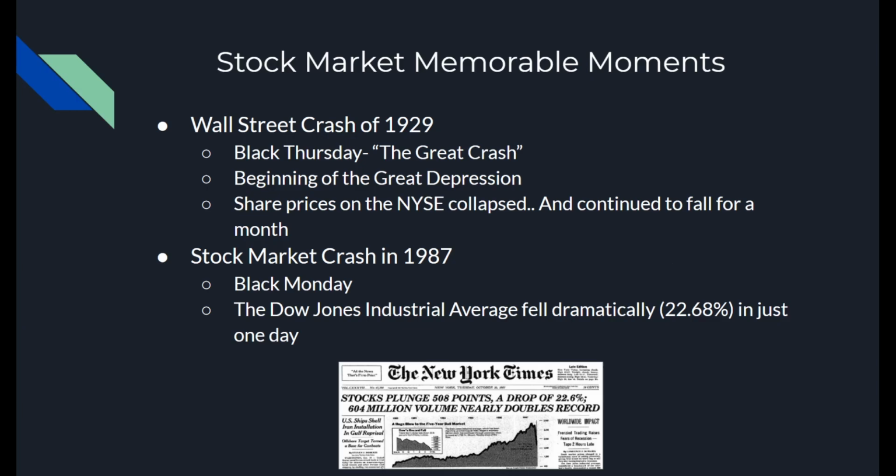The Wall Street crash of 1929, which is called Black Thursday, the Great Crash, which ended up being the beginning of the Great Depression. Share prices on the NYSE collapsed and continued to fall for about a month. And the stock market crash in 1987, the Black Monday. The Dow Jones fell dramatically, 22.6% in one day. So, when we have these little dips in the market, and some of us get a little afraid, think about 1987, see how they felt.